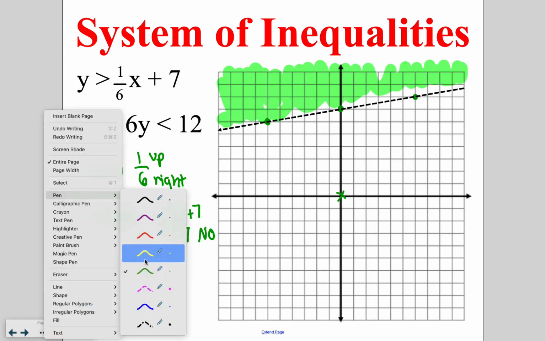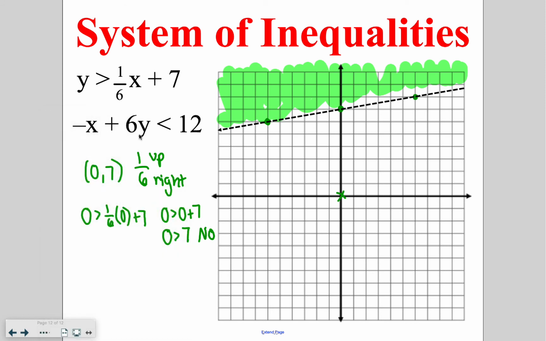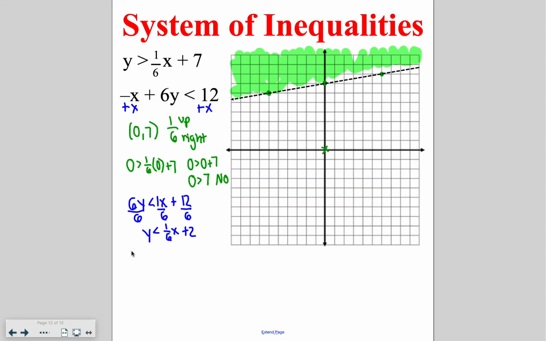For the second equation, I do need to do some rearranging because y is not by itself. My first step then is going to be to add x to both sides, giving me 6y is less than x plus 12. Then I need to divide everything by 6, remembering that there used to be a 1 in front of the x, so I've got y is less than 1/6 x plus 2. As I pull out my y-intercept, I've got 0, 2, and my slope, once again, of 1/6 is going to be up 1 and right 6.